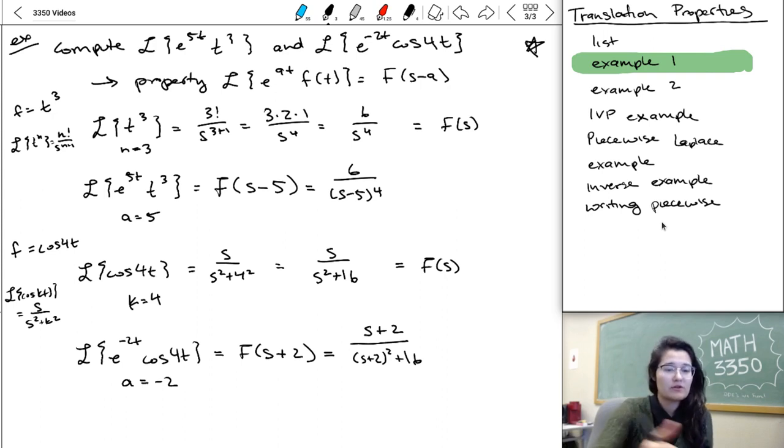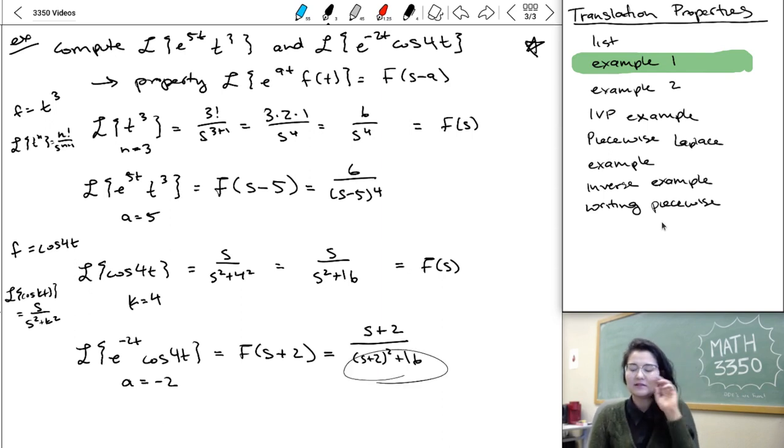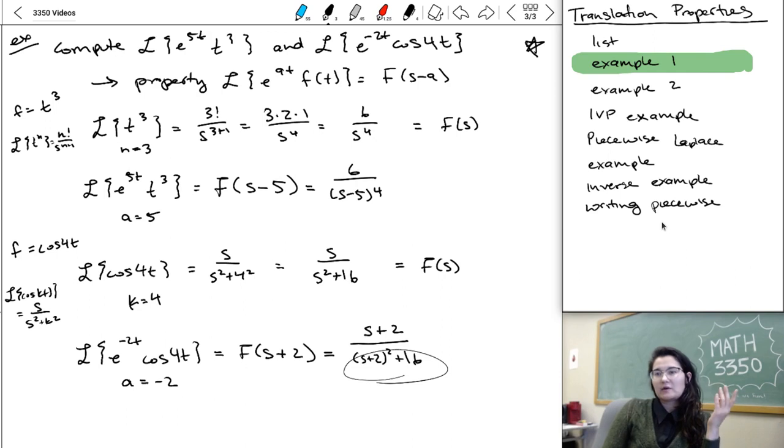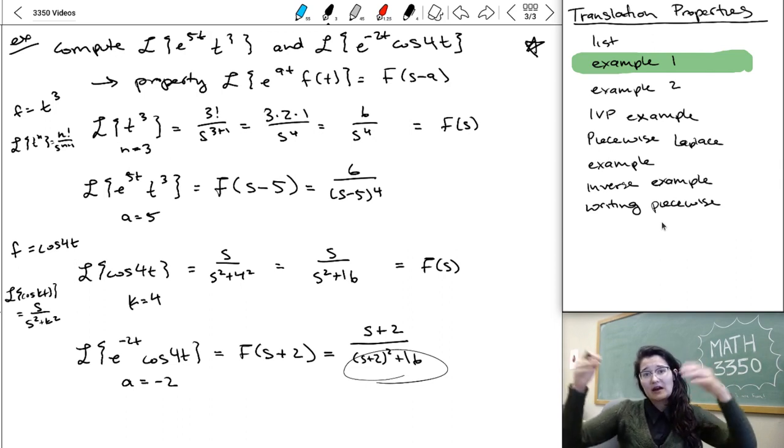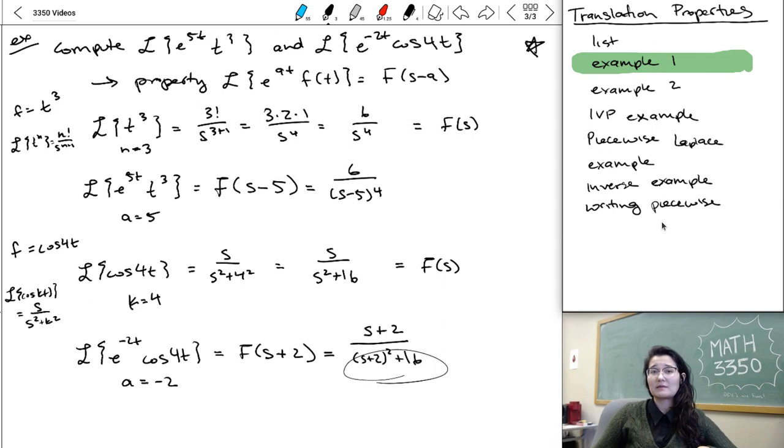I do want to note that sometimes you all will be tempted to distribute that s plus 2 squared, like turn it into s squared plus 4s plus 4. In general, you want to leave it looking like this for as long as possible, because then if you have to undo it, you know that it looks like something you did up above, and it's easier to track where this term came from. So I wouldn't simplify that denominator. I would leave it like this.